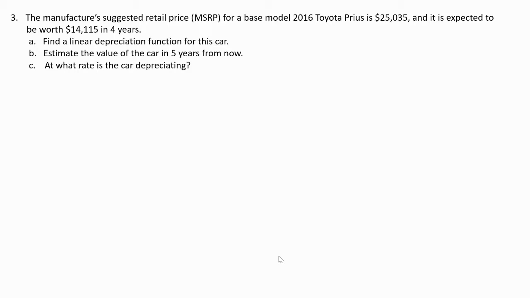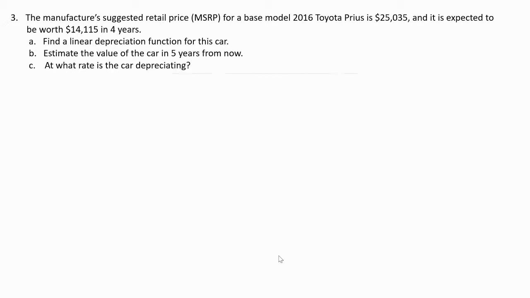Number 3, the manufacturer suggested retail price, which is the MSRP, for a base model 2016 Toyota Prius is $25,035, and it is expected to be worth $14,115 in 4 years. For part A, they want to find a linear depreciation function for this car. For part B, they want you to estimate the value of the car in 5 years from now. At what rate is the car depreciating?